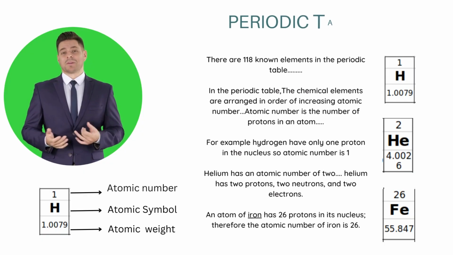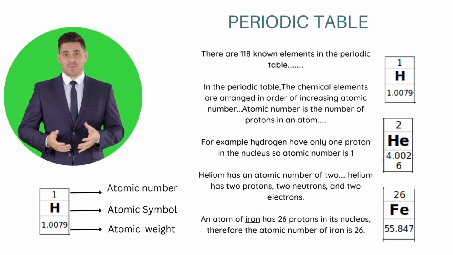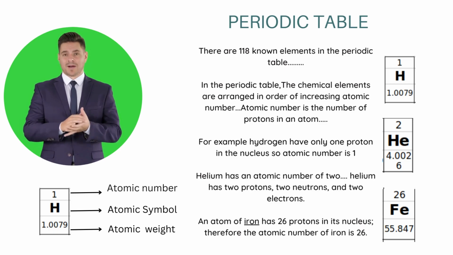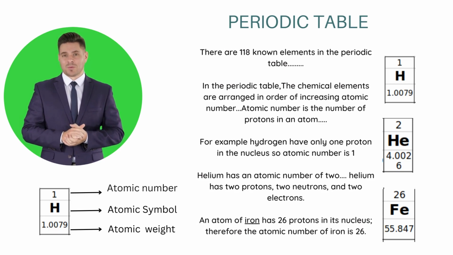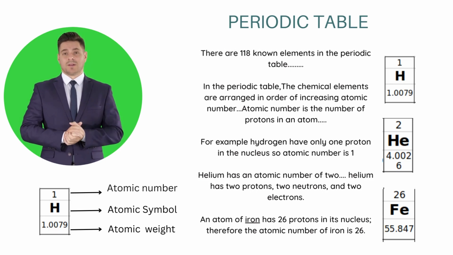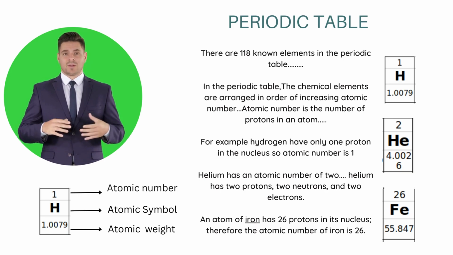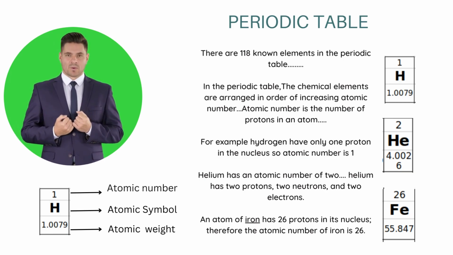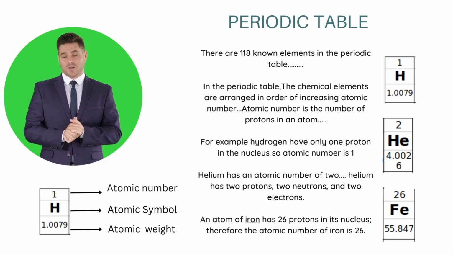There are 118 known elements in the periodic table. In the periodic table, the chemical elements are arranged in order of increasing atomic number. Atomic number is the number of protons in an atom. For example, hydrogen has only one proton in the nucleus, so its atomic number is 1.